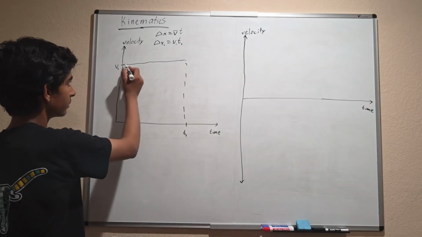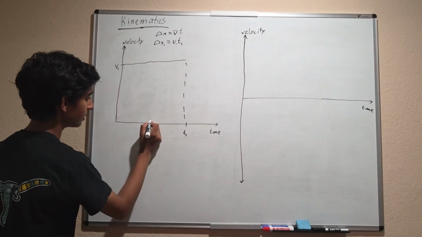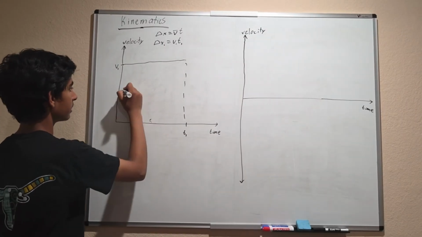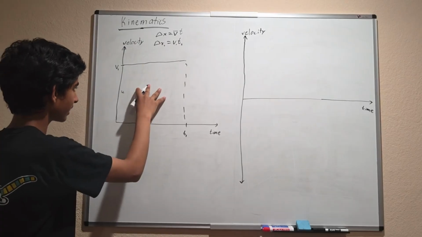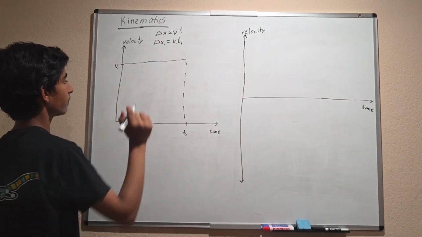This is a rectangle because this is flat, since the velocity is constant. You can think of this side being t1 and this side being v1. So the area of this rectangle is v1 t1, which is also the displacement.